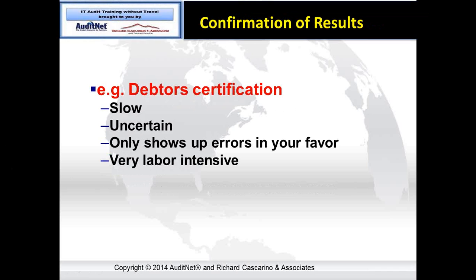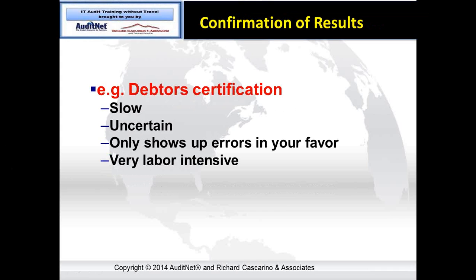Confirmation of results, also known as debtor certification. It's slow, it's uncertain. It only shows up errors in your favor. Nobody ever contacts you and says, no, we owe you more than that. They only ever say, no, that's too much. I don't owe you as much as that. And it's very labor intensive. But it may be the only way that you can go.